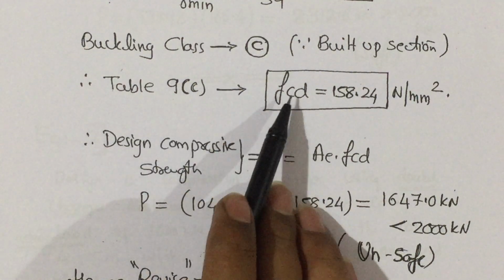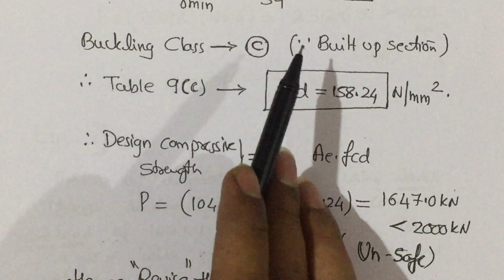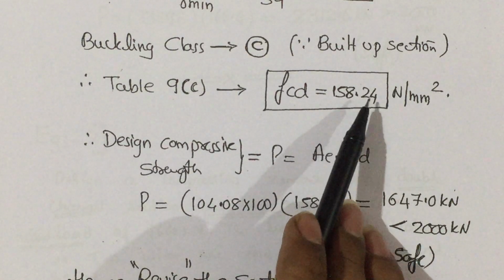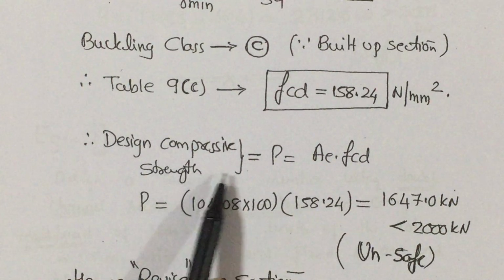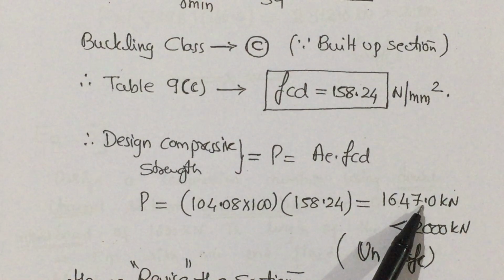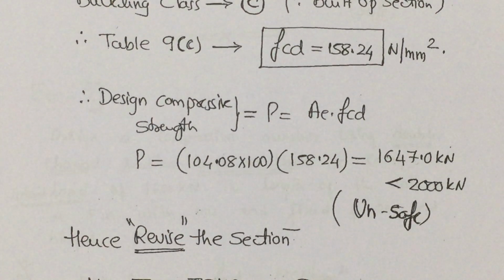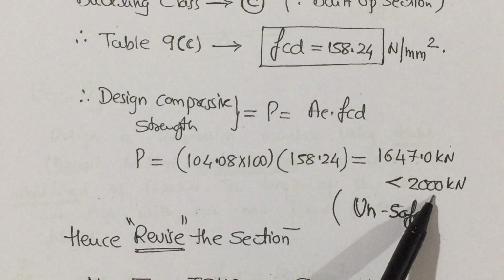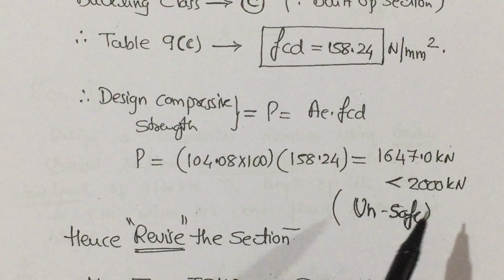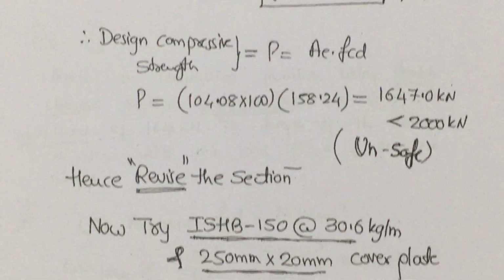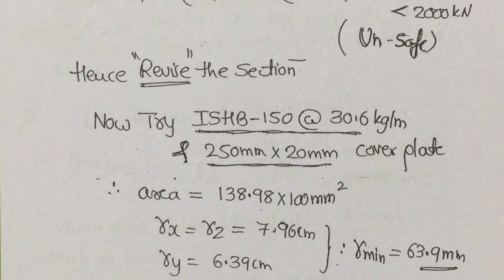Therefore, from the table 9C with respect to lambda and Fy value, you are going to get FCD as 158.24 after interpolation. Then PD is equal to AE into FCD. Substituting, you got it as 1647 kilonewton, which is less than the factored load, that is 2000 kilonewton. It will be unsafe. So, let us revise the section, nothing but we need to repeat the steps.